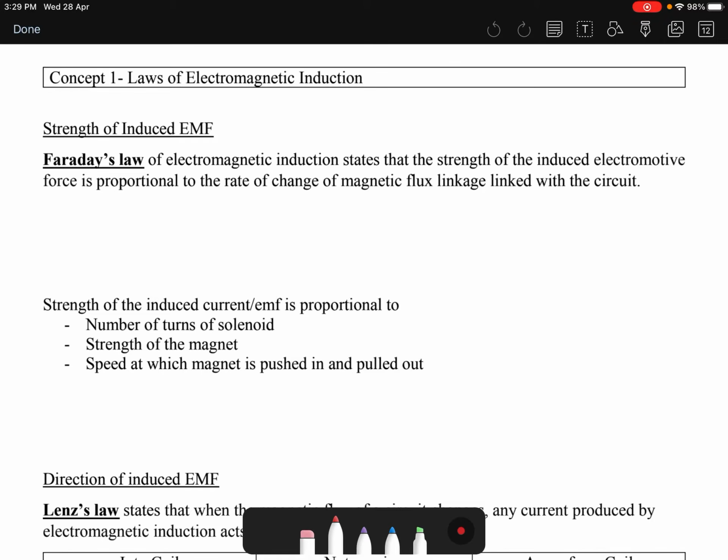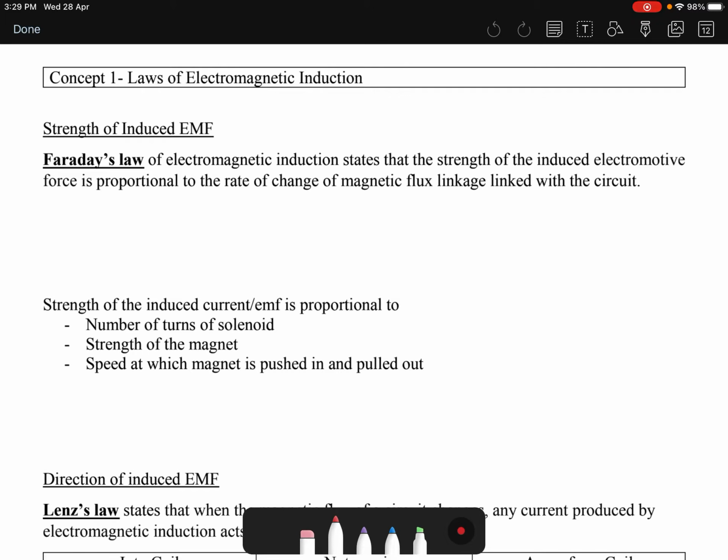Alright, so now we move on to the laws of electromagnetic induction. Basically there are two laws that we need to know for this chapter 21. The first law we need to know is Faraday's law. Faraday's law states that the strength of the induced EMF is proportional to the rate of change of magnetic flux linkage linked with the circuit.